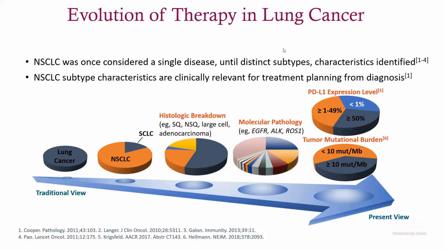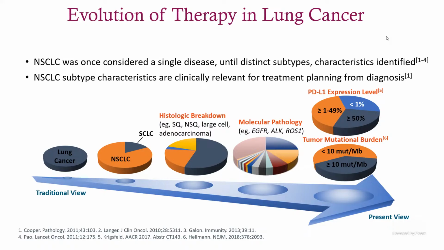Evolution of lung cancer treatment. It was previously considered to be a single disease until distinct subtypes and characteristics were identified. Non-small cell lung cancer now has distinct types, subtypes, and molecular subtypes. Markers, biomarkers, PD-L1 expression, tumor mutational burden, etc.